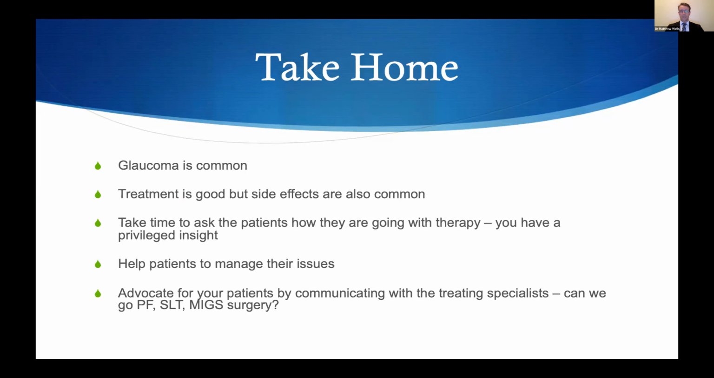Ask them how they're going. If they've got red, miserable looking eyes, ask that question. And then if they do say that they're struggling a little bit with their drops, then please let us know, because there are all of the alternatives available.